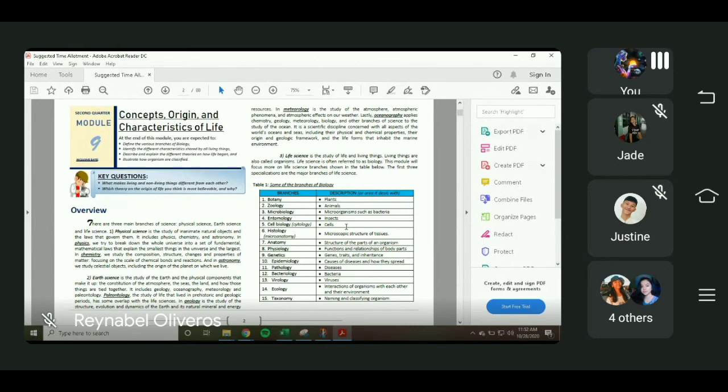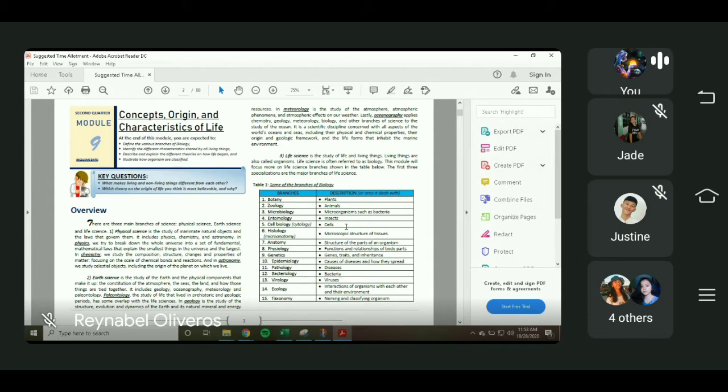When we say paleontology, we mentioned it in our past discussion. It is the study of life that lived in prehistoric and geologic periods. Next, geology is the study of the structure, the evolution, and the dynamics of Earth and its natural mineral and energy resources. Then the next one covered by earth science is meteorology.